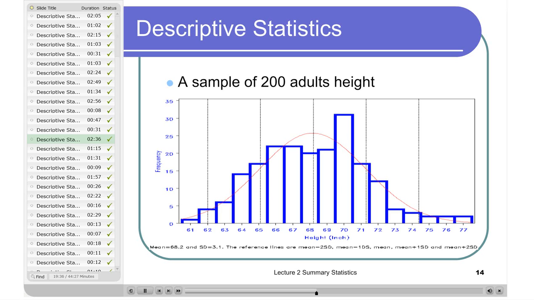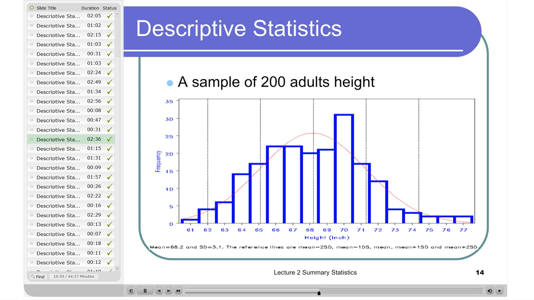So, for example, if we look at the left-hand side of the graph, and we look at the number 61, the height of the bar above 61 is equal to 1, and so that means there's one person in this sample with a height of 61 inches. The bar above 62 has a height of 4, and so there are 4 people in the sample with a height of 62 inches, and so on and so forth.